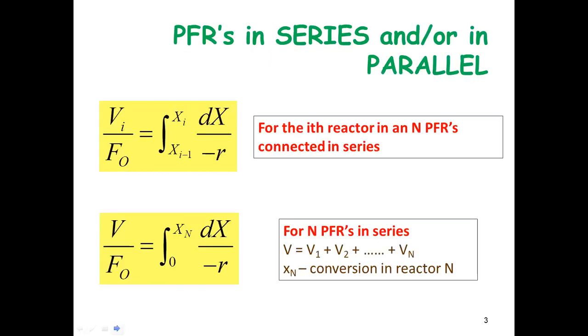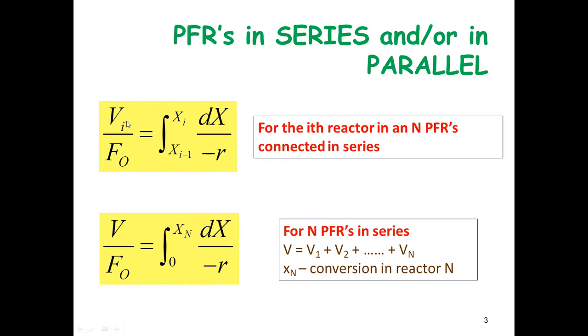Now, if PFRs are arranged in series or parallel connections, these are the two formulas that you will see also available written in GenCo, please. The first one is for the volume. So it allows you to calculate for the volume of the ith reactor in N PFRs connected in series. So this is for series connection.